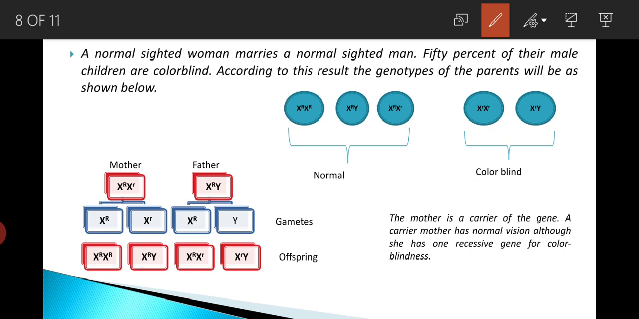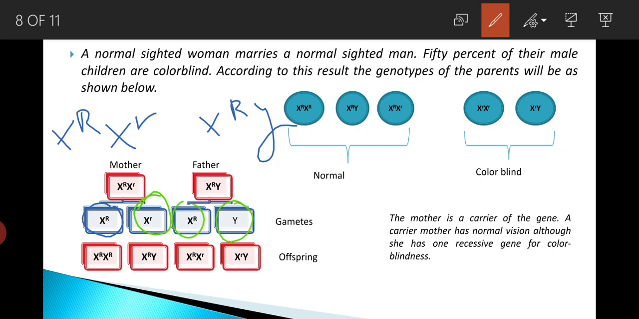So we have a normal-sighted woman, which means we have X large R, X small r, which means she is heterozygous. Let's say the woman is a carrier, but she is normal and doesn't express the symptoms of the disease. Then the father is normal, which means we have XRY. And we can see the gametes which are able to be produced from the mother and the father. For the mother, we have X large R, sorry, we have X small r. Then for the father we have X large R and Y.